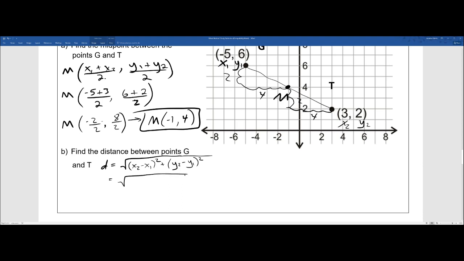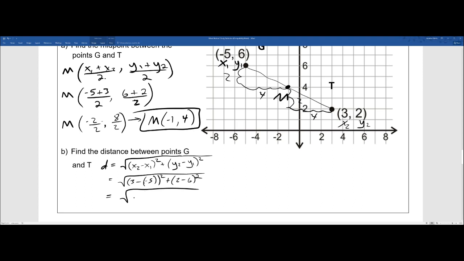And now we're going to substitute it in, okay? So x sub 2, again, was 3, minus our first x, which is -5. Notice I'm using the parentheses to make sure I'm aware of the double negative. And our y value for y sub 2 is 2, and our last one is 6. And don't forget we're squaring that as well.